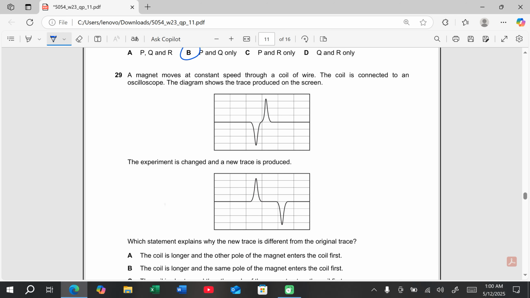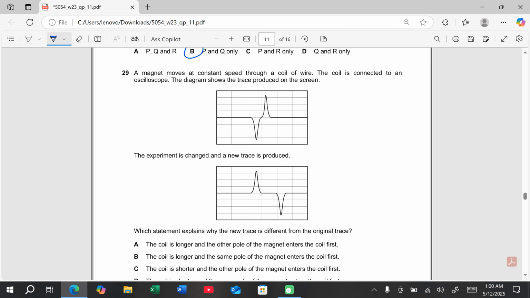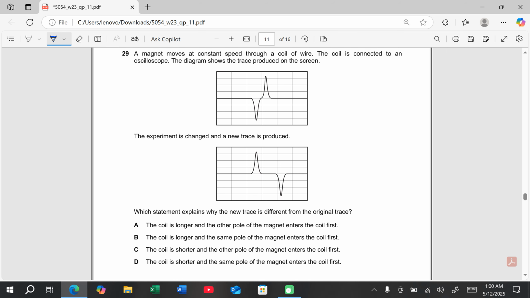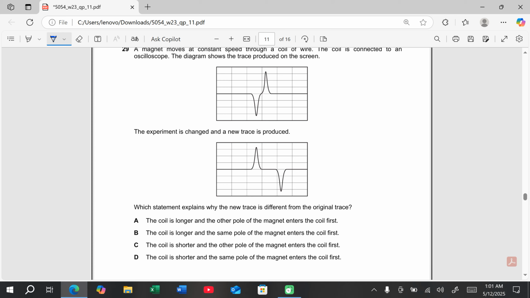In the next question it says the magnet moves at a constant speed through the coil. The coil is connected to an oscilloscope. The diagram shows a trace produced on the screen. The experiment is changed and a new trace is produced. Now it says which statement explains why the new trace is different from the original trace. So it says the coil is longer and the other pole of the magnet enters the coil first.